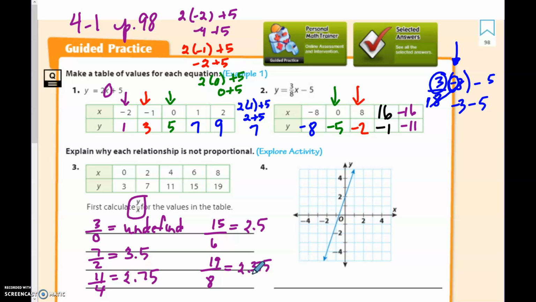All right, number four. The easiest way here for number four is to look at this and see if it goes through the origin. Because if something is proportional, it would go through the origin. So this one is not proportional, does not go through origin.